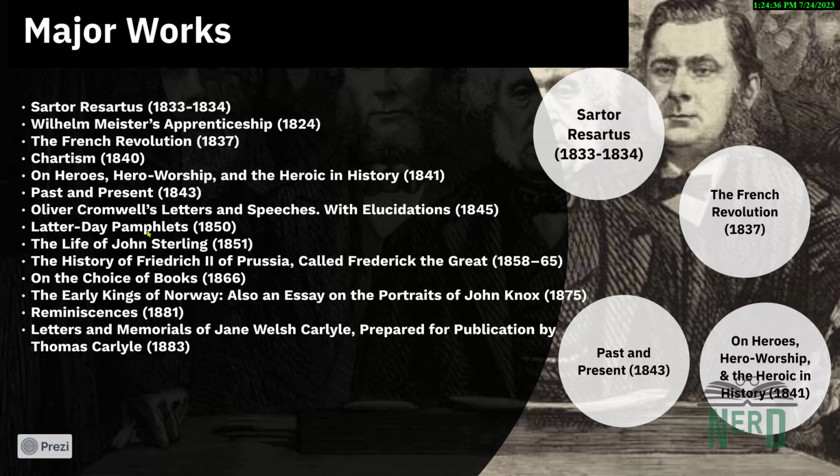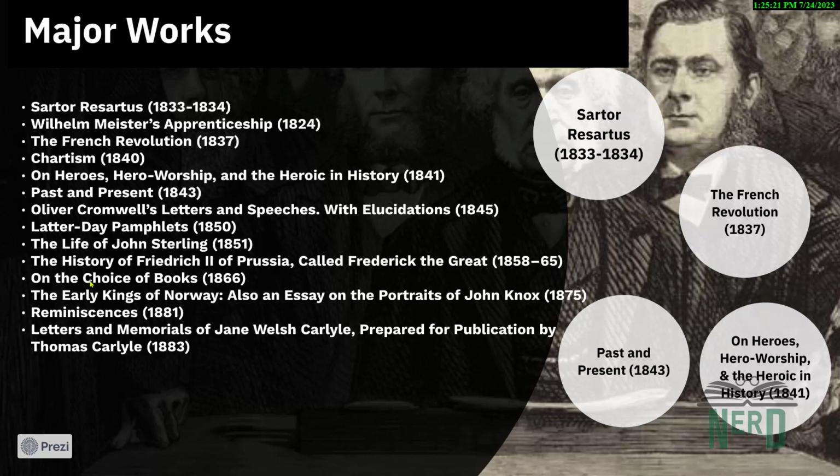Then we have the Latter-Day Pamphlets, 1850, a series of powerful pamphlets addressing various social and political issues of the time. Then again we have the Life of John Sterling, 1851, a biographical work about the life of John Sterling, who was at that time a literary figure. And then we have the History of Friedrich II of Prussia, called Frederick the Great, which was published 1858 to 65. It is a monumental six-volume history of Frederick the Great.